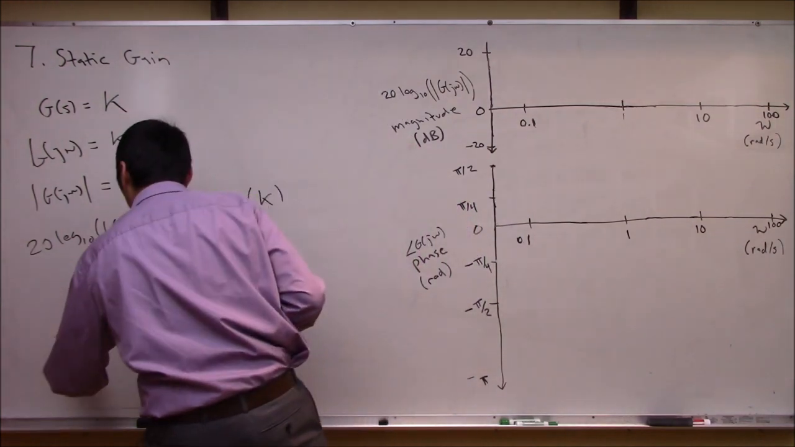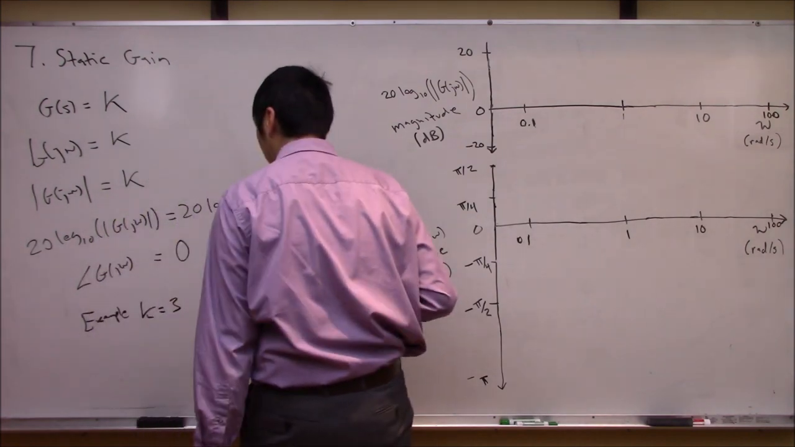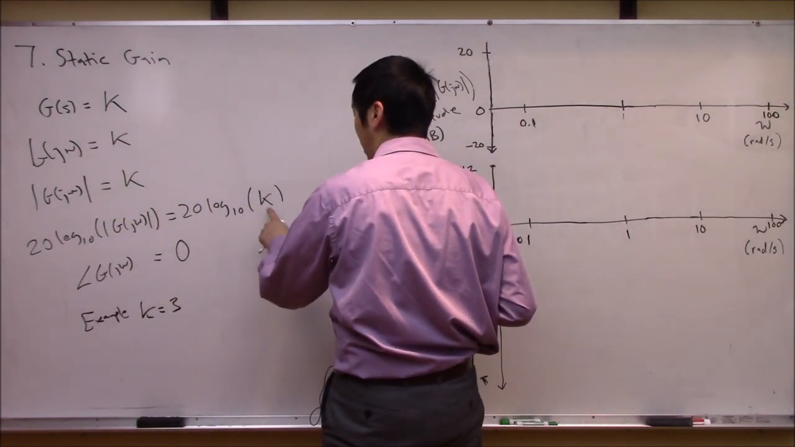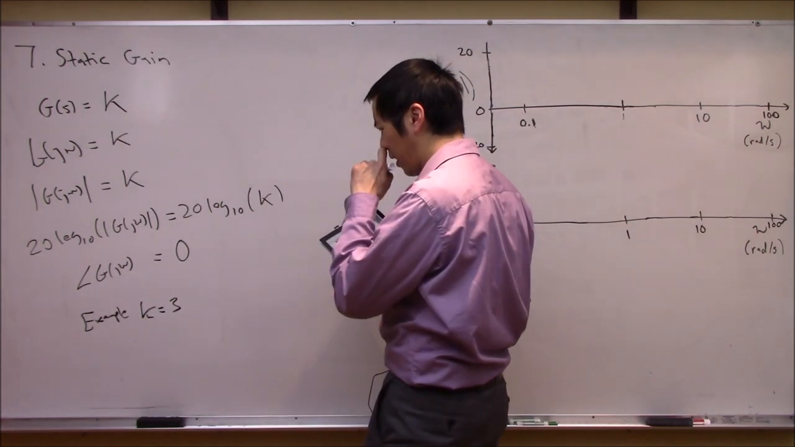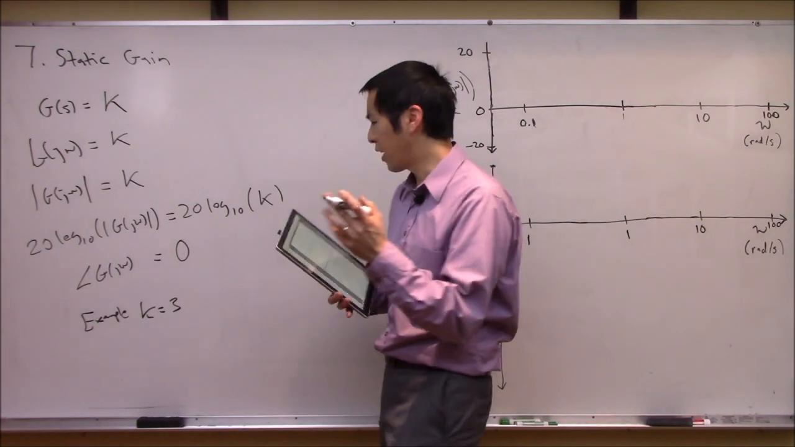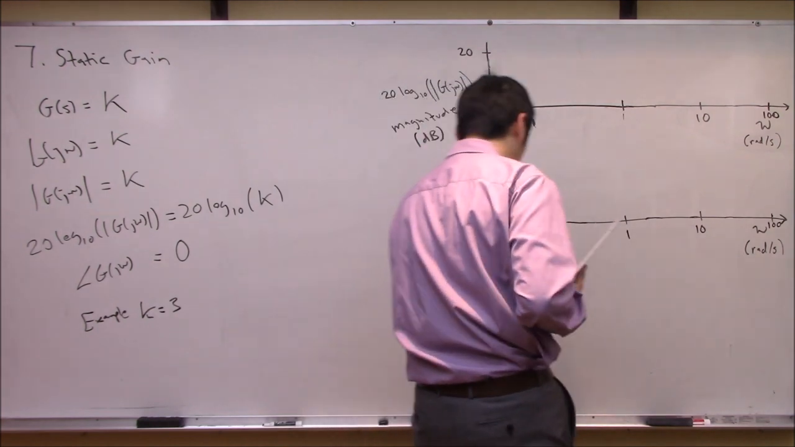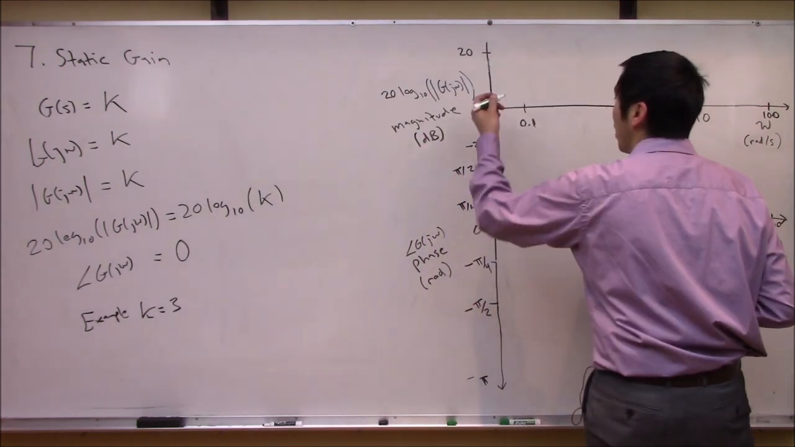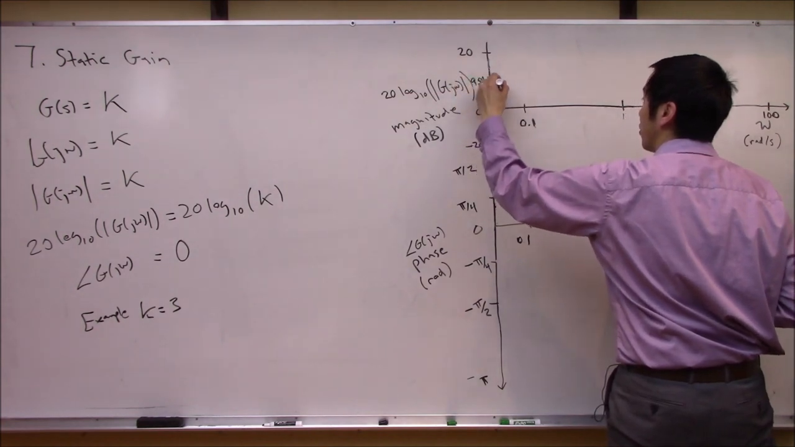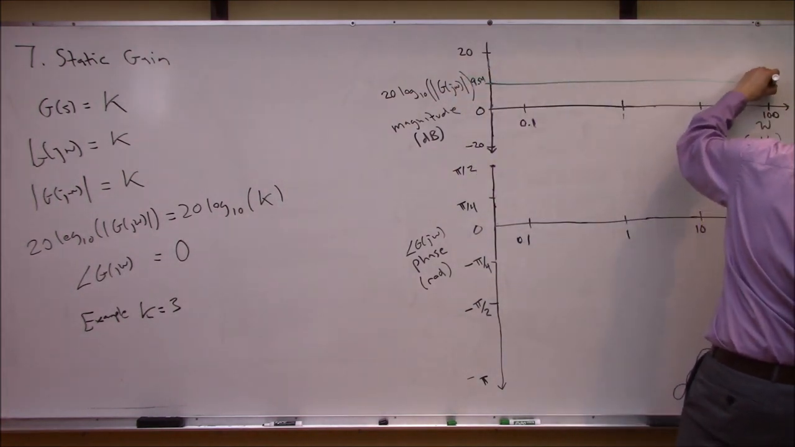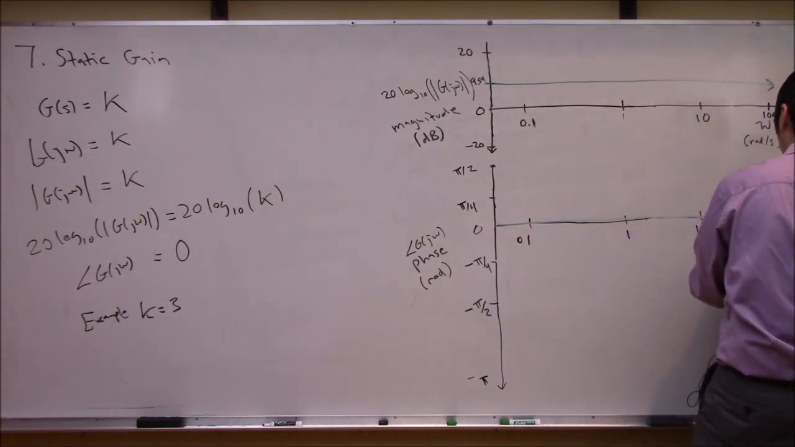So for example here, if you had a gain of K equal to like 3, 20 times log base 10 of 3 is something like, I think it's like 9.54 or something like that. So what you end up with here is the Bode plot is really, really simple. It's just constant here at 9.54. You just get a constant line for all omegas. And similarly, your phase is zero all the time.